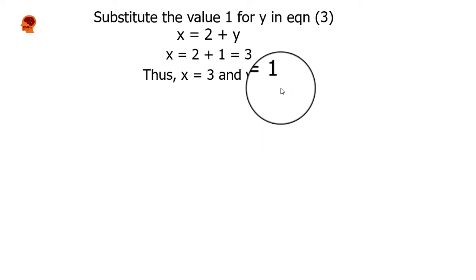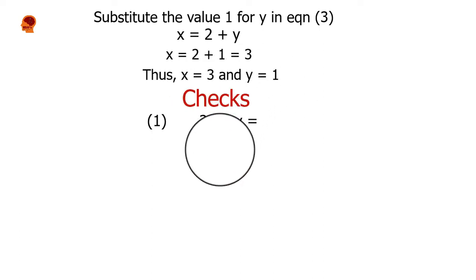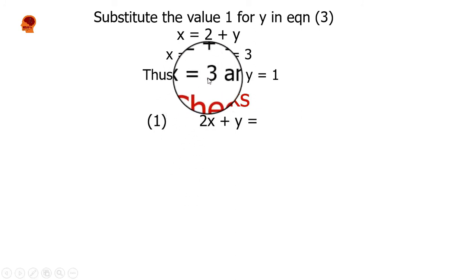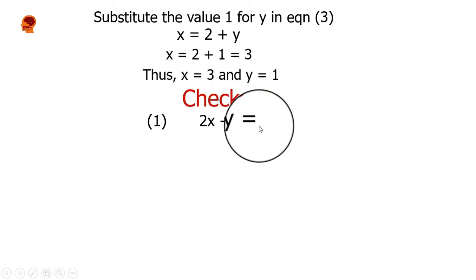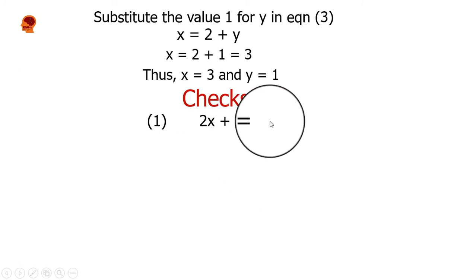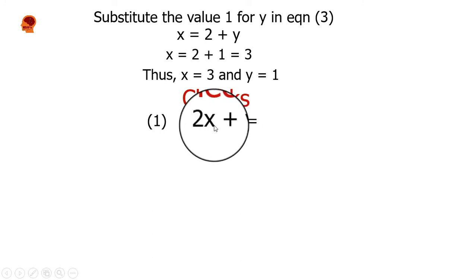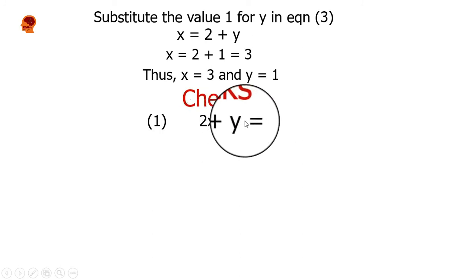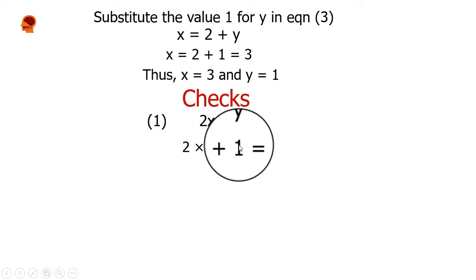Now, if you want to run a check to be sure you've done the right thing and there is no error, we can run checks like this. Now, how do we run checks? For example, from equation 1, it says 2x plus y equals 7. Don't forget, I strategically removed the 7 here because we want to see if fixing those values into what we have here will give us 7. So 2x plus y equals, we don't know, but if it gives us 7, then we're very correct. So what is x? x is 3. And then what is y? y equals 1. Okay, so let's see. 2 times 3 plus 1 gives me 7.